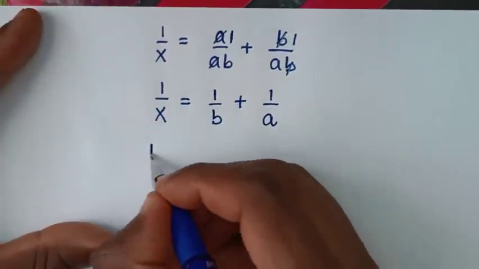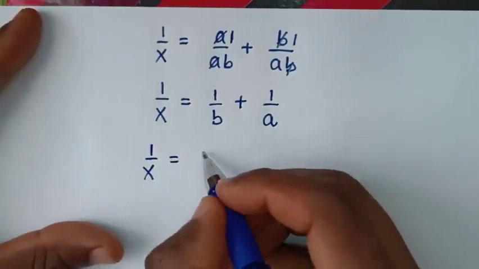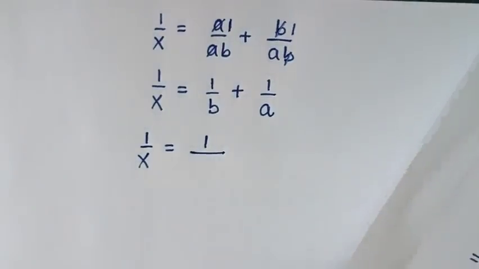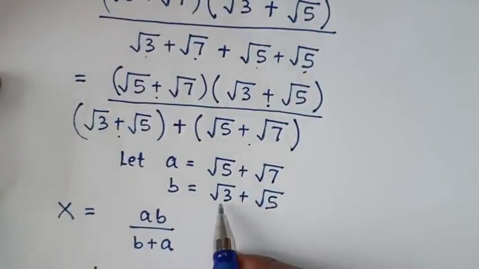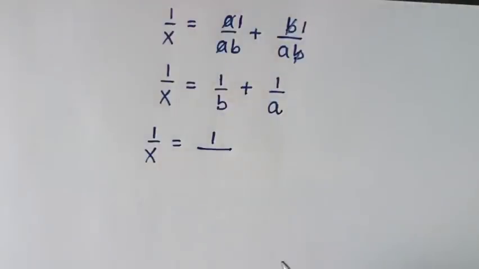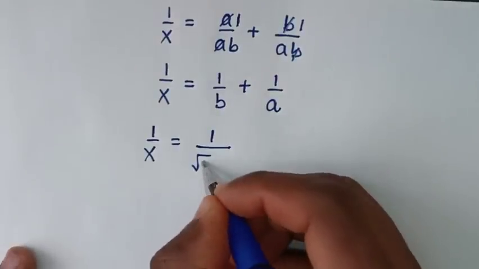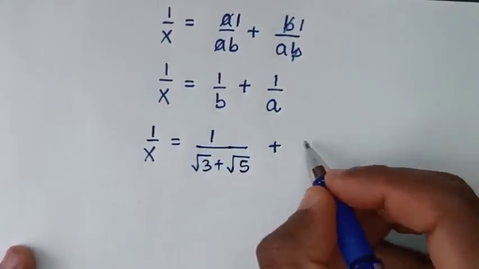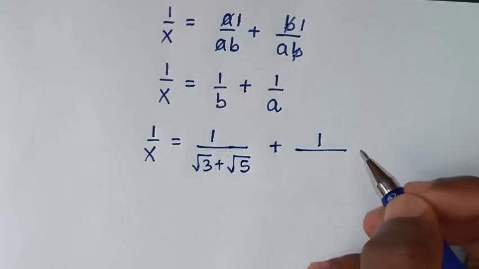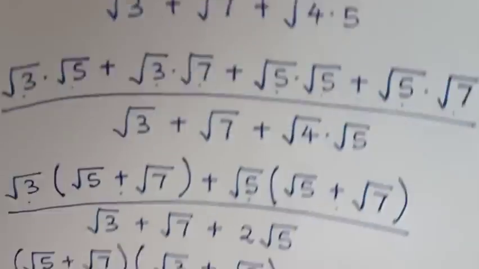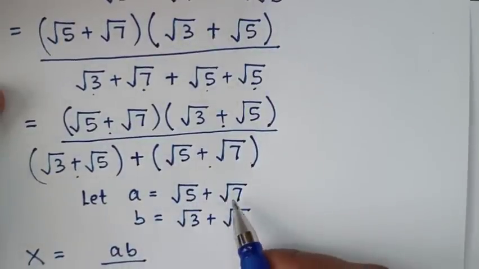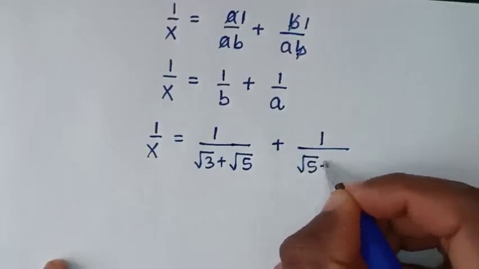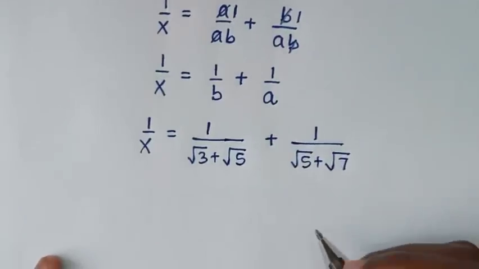Then it will be 1 over x is equal to 1 over b, where b, before we let b as square root of 3 plus square root of 5, so b is square root of 3 plus square root of 5, then plus 1 over a, we let a as square root of 5 plus square root of 7, so here square root of 5 plus square root of 7.